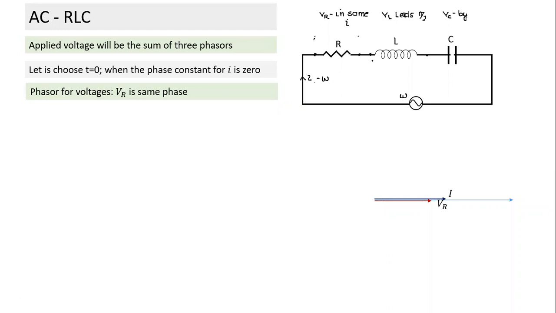VL is also varying as a sine function. It will have an amplitude. So the phasor of VL leads by 90 degrees. How do I draw VL? This is VL. And how much will VL be equal to? Amplitude of VL will be equal to amplitude of current into XL. That we should understand. And amplitude of VR will be equal to amplitude of current into resistance.